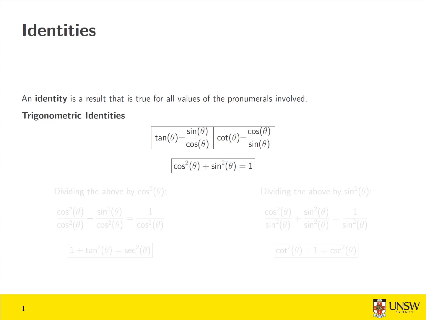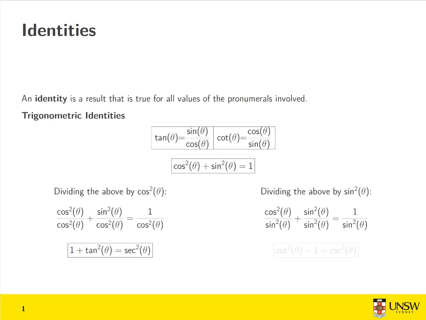Similar results to this can be found by dividing the identity through by the square of cos theta. The result is that 1 plus tan squared theta equals sec squared theta. In the same way, dividing through instead by the square of sine theta gives the result that cot squared theta plus 1 is cosec squared theta.